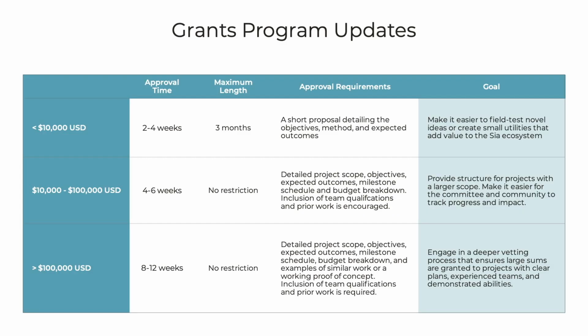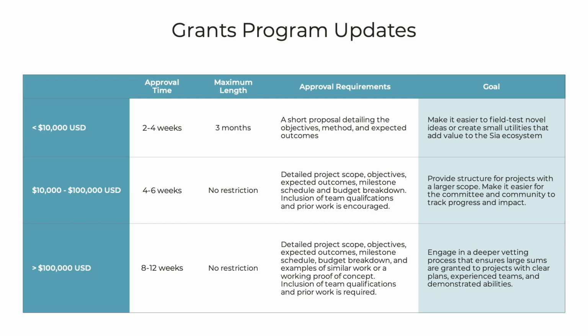After almost a year of running the grants program, we asked the community for feedback on changes we felt would improve its outcomes. And a few weeks ago, the grant committee approved the changes based on that community feedback. We now have 3 levels of grants with various requirements, the smallest of which is for small grants less than $10,000. These are very quick to approve, around 2 to 4 weeks, but they do have a maximum timeline of 3 months. It's the easiest form of grant to get approved. The requirements are very light. It's perfect for small utilities or field testing larger ideas or field testing ideas for larger grant types.